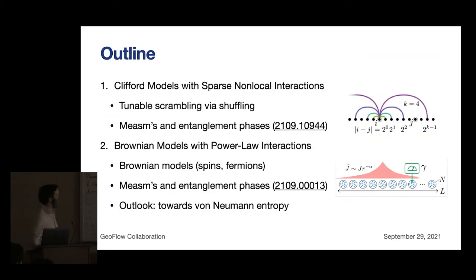The outline for my talk today: I'm going to explore this question in two very specific models. One is a Clifford circuit using these non-local sparse interactions. The second one, if I have time, I would like to talk about Brownian models, which feature all-to-all interactions and also this power law decaying interaction.